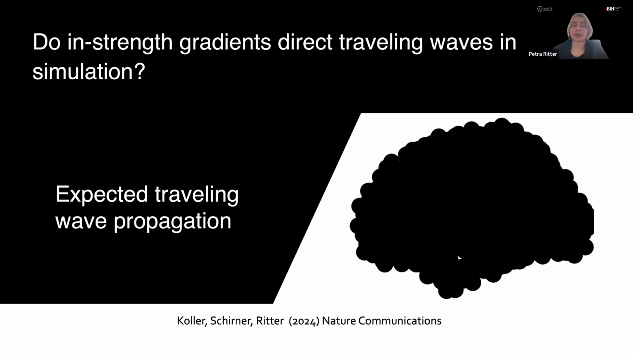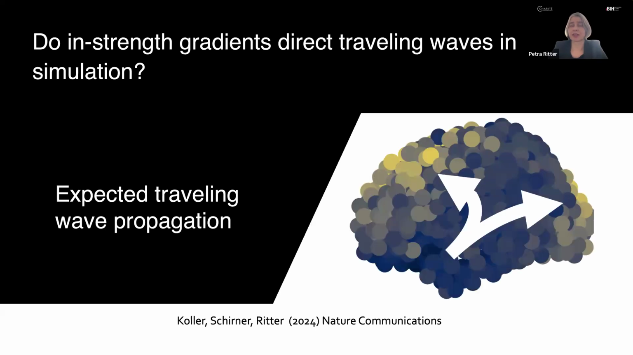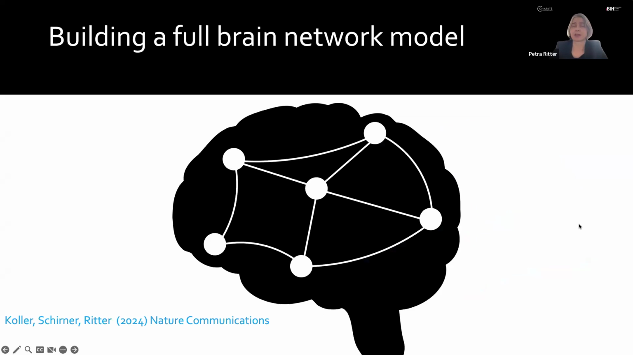So now our next question was whether these in-strength gradients that we found in the human connectome would generate traveling waves, as we had hypothesized. And we hypothesized, according to the knowledge we had at this time, that these traveling waves would travel from the regions with low in-strength to the regions with high in-strength. So from the temporal, parietal and fronto-orbital regions to frontal regions and to occipital regions.